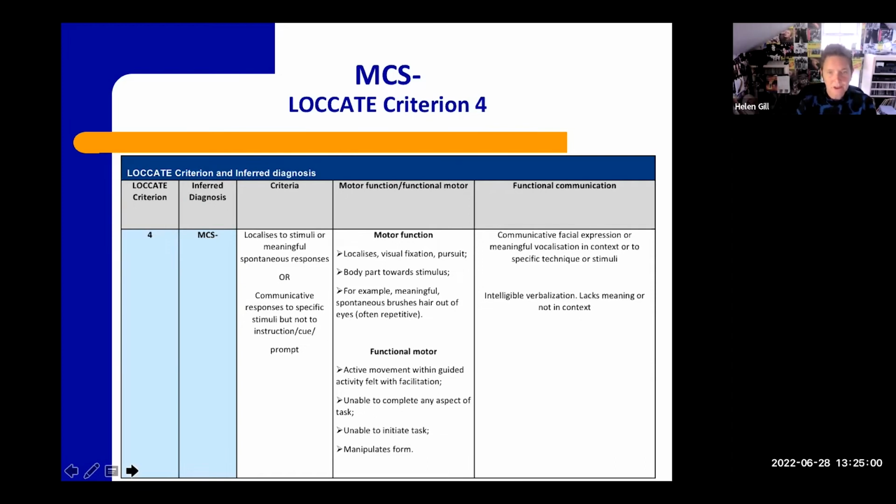And then your functional communication is obviously those communicative facial expressions or meaningful vocalizations that are in context and or to specific stimuli. So, for example, they're smiling to a voice on the left. You will certainly get to know whether that's meaningful after time with your patient. And then you might get those intelligible verbalizations. They lack meaning and they're not in context. They would fit in your criteria for MCS minus.